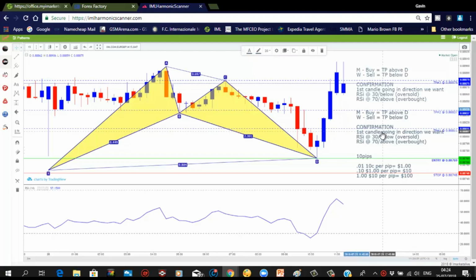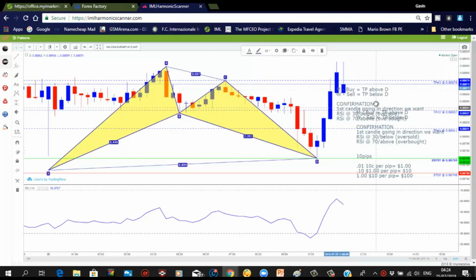Which is why so many persons are loving iMarketsLive, because they get to make money while they're learning Forex. All right. So remember, M's are buys, W's are sells. Look at your confirmations, the first candle going in the direction that you want. Check the RSI, make sure the crosshair lines up, and it's 30 or below, 70 or above. Exercise proper risk management, and you are on your way.